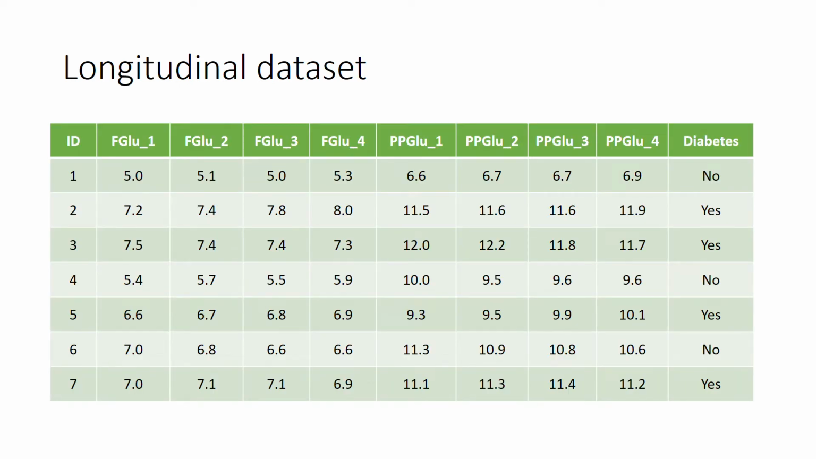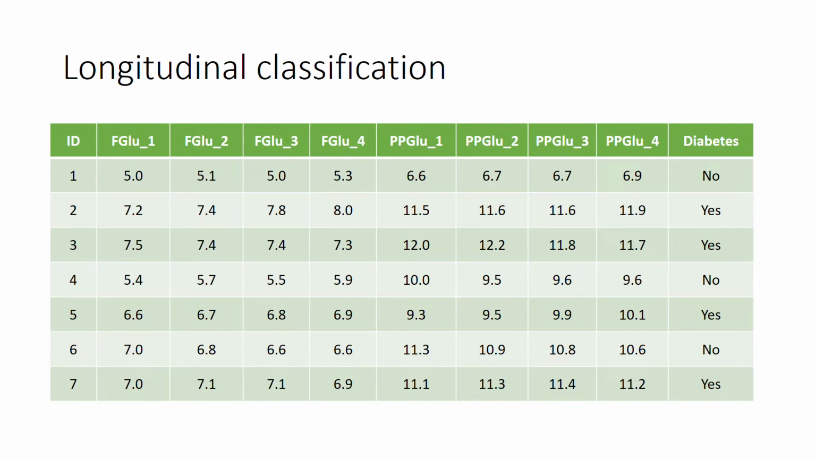This is an example of a longitudinal dataset that can be used for prediction of diabetes. It contains an ID for each patient, with 7 patients being in this dataset, and it contains 2 longitudinal attributes, the fasting glucose level and postprandial glucose level, both of them being measured at 4 different time points as represented by 4 attributes each. And we have a class variable called diabetes.